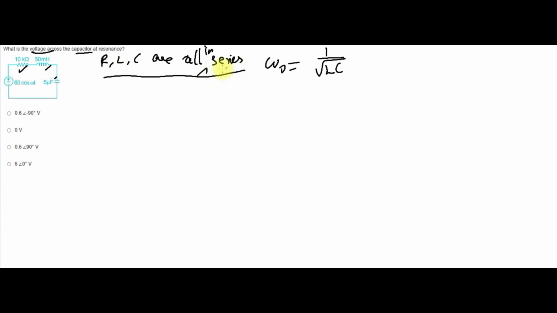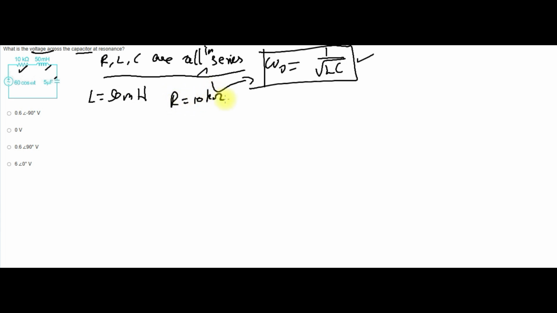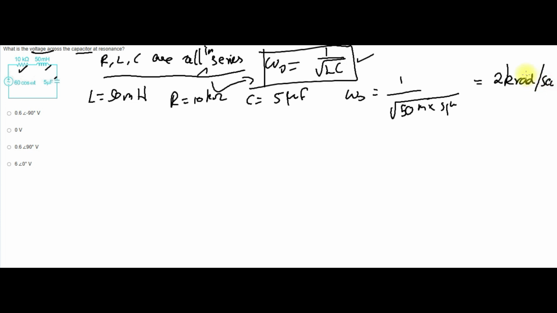If R, L, C are all in series, this is the formula. Never forget this one, it is very important. Now, they have given L equal to 50 mH, R equal to 10 k ohm, and capacitance equal to 5 mu F. So we have to apply omega naught equal to 1 divided by root of L into C, which is 50 m into 5 mu. If you calculate, you will get 2k radian per second. I'm just writing the answer directly. Don't forget, 2k means 2000.